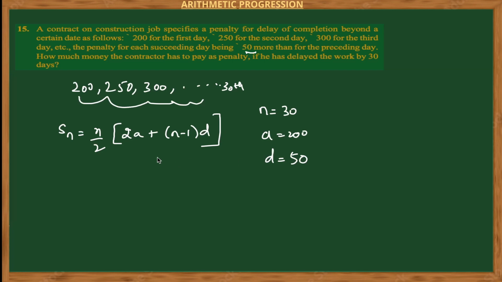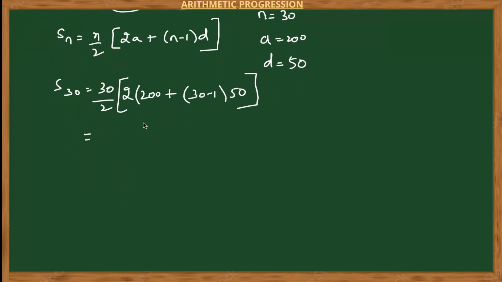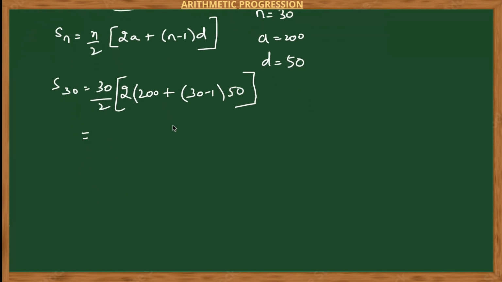So we have this value, so let's try to put it here. S of 30 is equal to n. What is n? 30 divided by 2, 2a, what is a here, plus n, 30 minus 1 into d is 50. Okay, this is a calculation with multiplications, so be careful. So bigger calculations are coming, so you should be good at calculating. This is simple calculations but bigger numbers.